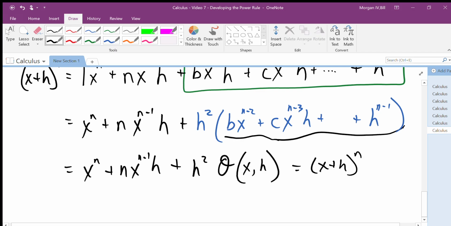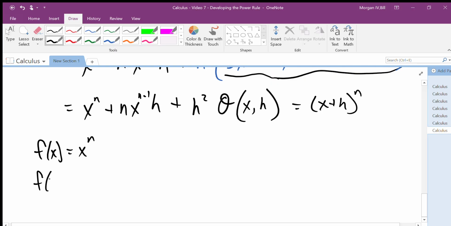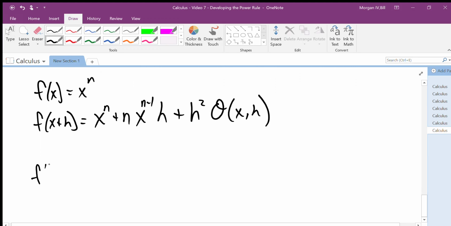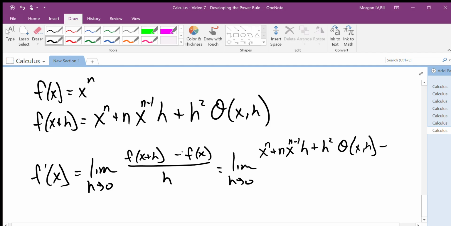Now we can take the limit definition of the derivative. Our original function was x to the n. f of x plus h, we now know, is x to the n plus n times x to the n minus 1 times h plus h squared times some function of x and h. And so when we do the limit definition of the derivative, we see f prime of x is equal to the limit, as h goes to 0, of f of x plus h minus f of x over h. That's the limit, as h goes to 0, of f of x plus h, which is x to the n plus n times x to the n minus 1 h plus h squared times some function of x and h, minus f of x, which is x to the n, all over h.